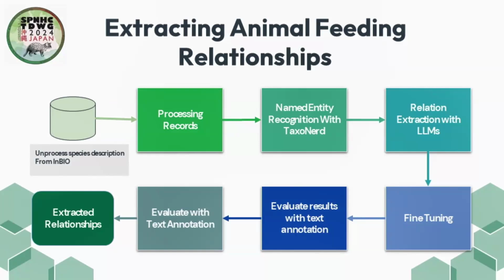Once these entities are identified, we apply Llama 2 7B for relation extraction. This model is particularly focused on detecting feeding relationships and interaction between the identified entities such as predator-prey dynamics or dietary preference. After obtaining the initial results from Llama 2, we realized the need for a simpler and more efficient method to verify and refine these results.